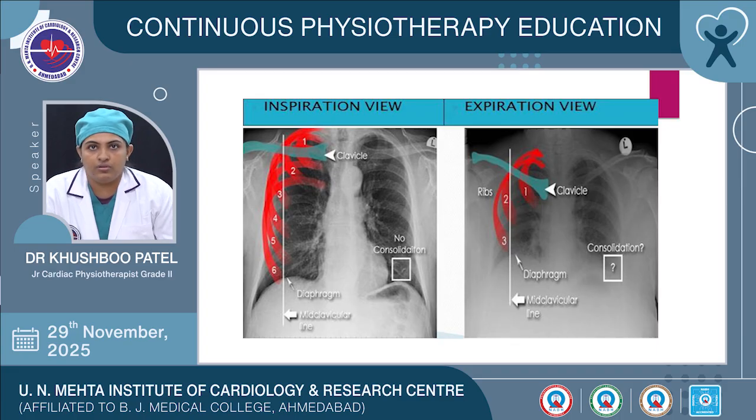In this picture, how do we detect the inspiration or expiration view? First is the inspiration view. The clavicle is medial and the 6th rib we can see. In the expiration view, the clavicle is slightly depressed and the 3rd or 4th rib we can see.